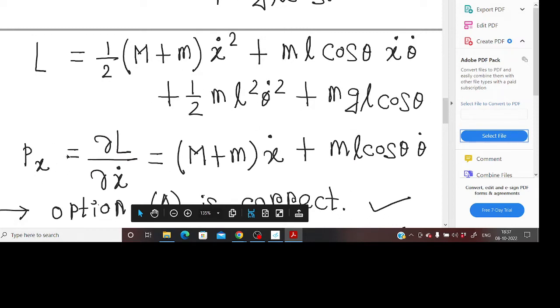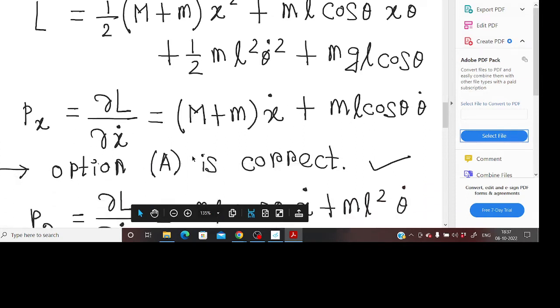Now what is generalized momentum? Generalized momentum is defined as, let's say for the coordinate x, what is the generalized momentum? Generalized momentum is px and it will be equal to del L del x dot. This is just a definition of generalized momentum. So just find out del L del x dot from this expression. This will be equal to this thing, and in option A it is given that px is equal to the same thing, so option A is correct.